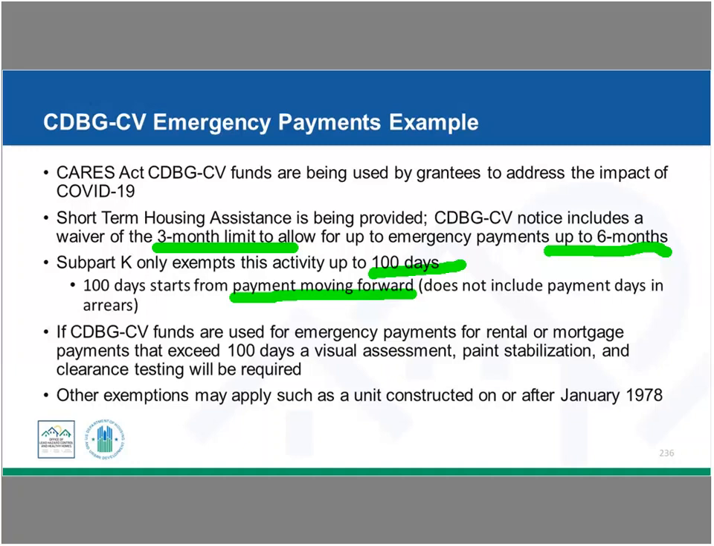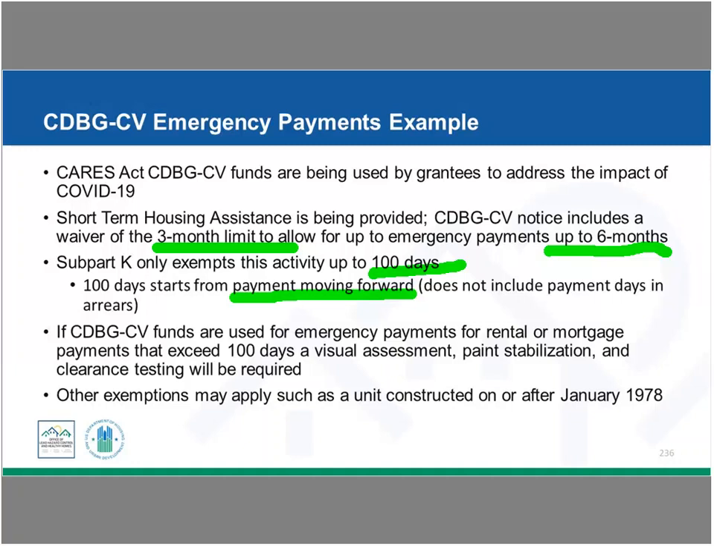Out of those 100 households, some of those households live in units that are going to be exempt because they are a 1978 or later unit. So you could certainly then determine, out of those 100 households, how many are actually triggering Subpart K requirements versus how many are exempt because of the unit that they are occupying.